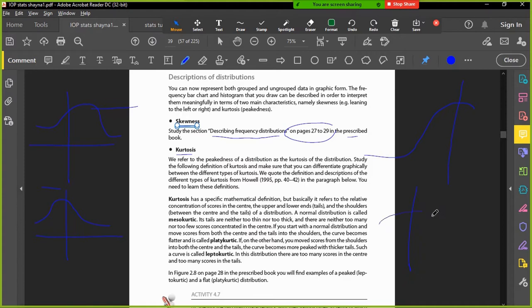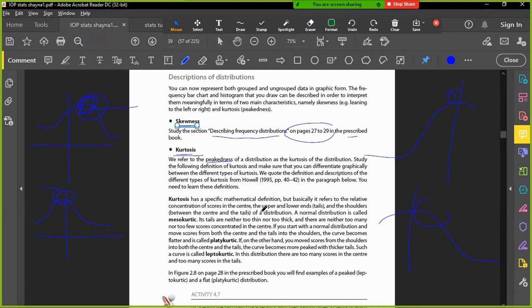Or it could look like that. It's skewed in one direction. Okay, fine. Kurtosis is referring to the peakedness of the distribution. In other words, the peakedness, the point, the top. Does that make sense?